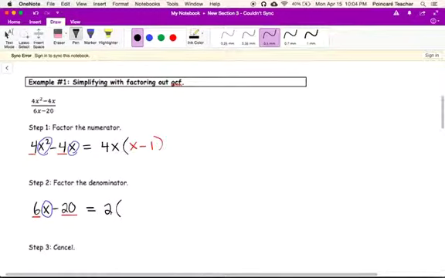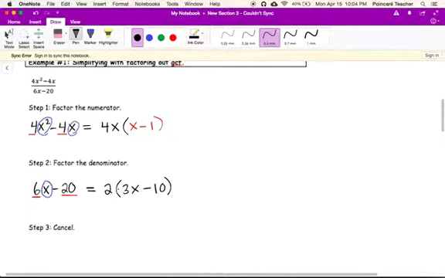Now I need to think of 2 times what gives me 6x. That's going to be 3x. And 2 times what gives me negative 20? That gives me negative 10. Another way to think about getting these values is just dividing both of these by 2. So 6x divided by 2 is going to be 3x, and negative 20 divided by 2 is going to give me negative 10. So you can think in terms of division, or you can think in terms of multiplication. So that's step 1.